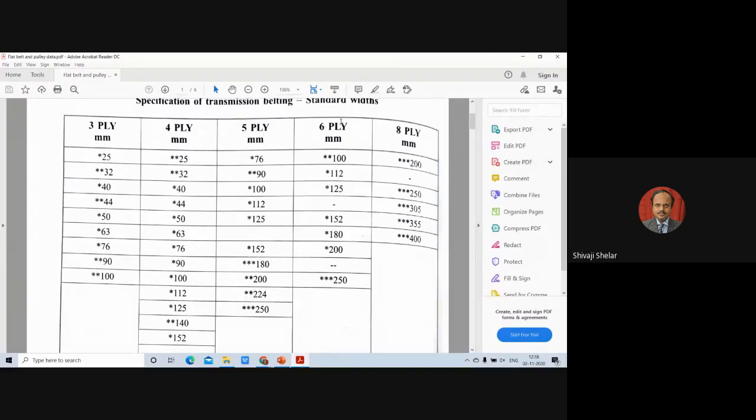We have selected 6 plies and the calculated value is 109, but we cannot go for 109. We have to go for a greater value. So our next greater value available in the 6-ply system is a 112 width belt. So we can select a standard width of 112.